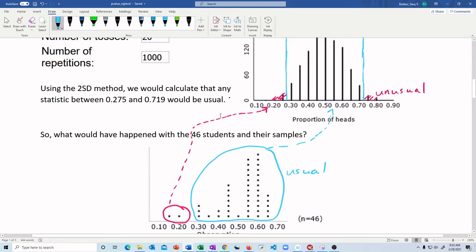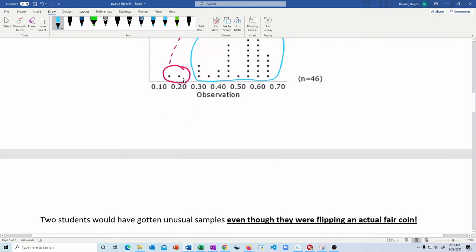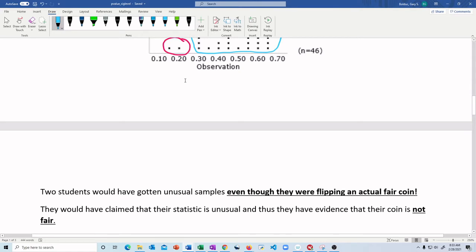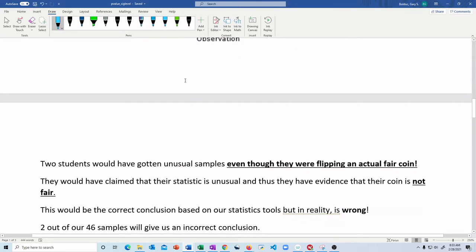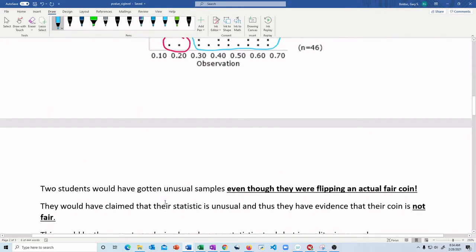Okay, well, how does this have anything to do with what we've talked about? Well, it's a lot to do, but specifically, 2 out of the 46 students got unusual samples flipping a real fair coin. Okay? 2 out of 46, plug that into your calculator, is this number, 0.044. This looks very familiar. It almost looks like 5%. Wait a minute, 5%.